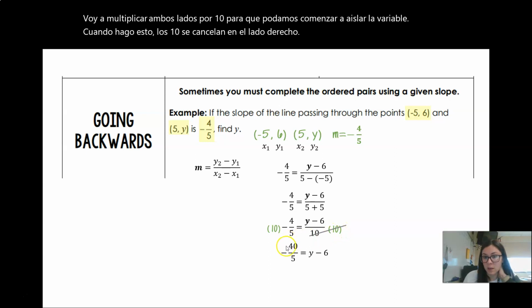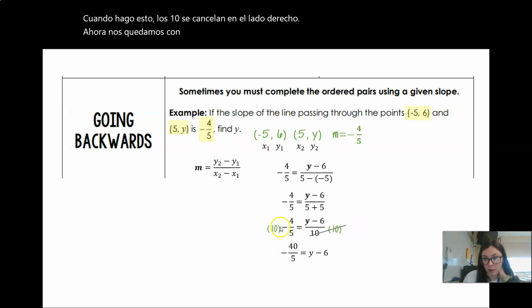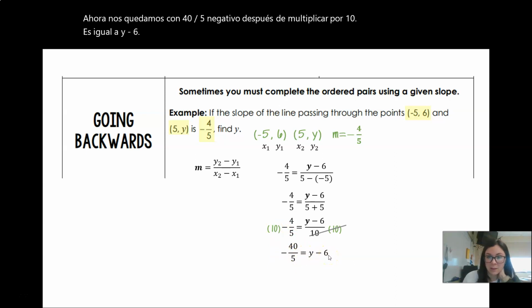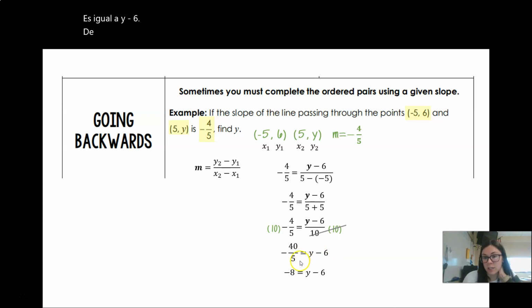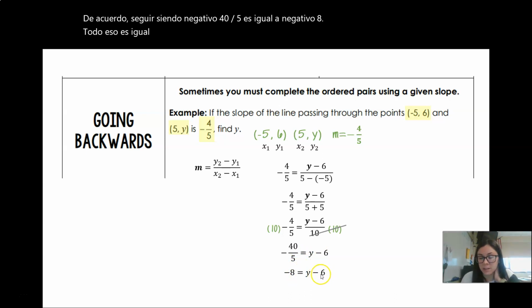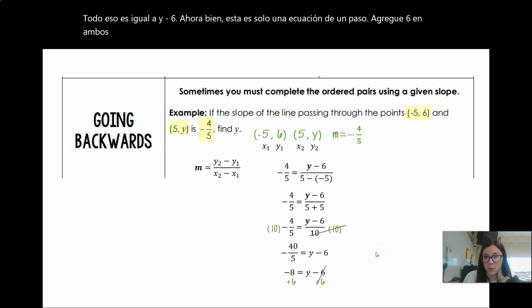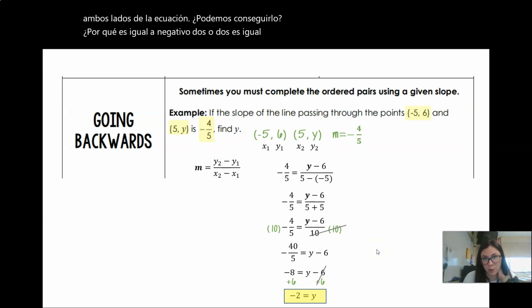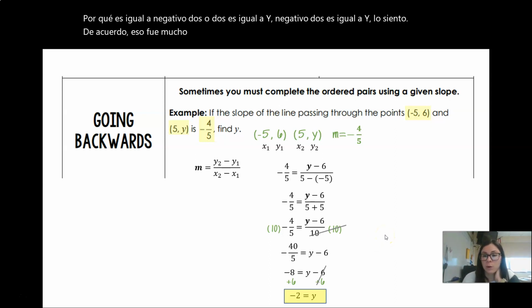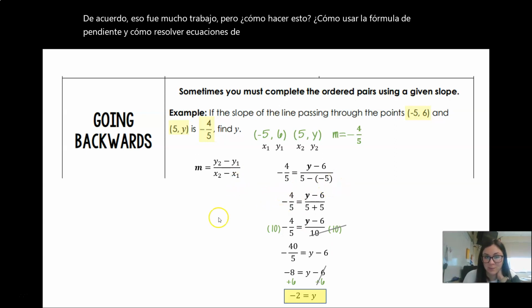Now we are left with -40 over 5 after we multiply by 10 is equal to y minus 6. Okay, keep going. -40 over 5 is equal to -8. All of that is equal to y minus 6. Now this is just a one-step equation. Add 6 on both sides of the equation, and we get y is equal to -2, or 2 is equal to y. -2 is equal to y, I'm sorry. Okay, that was a lot of work, but you know how to do this. You know how to use the slope formula, and you know how to solve multi-step equations, so we can do this.